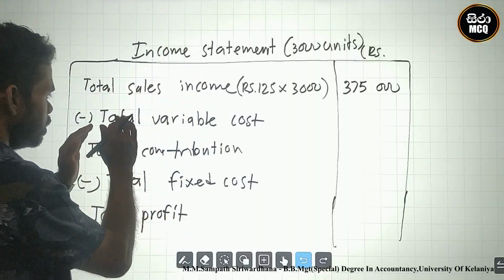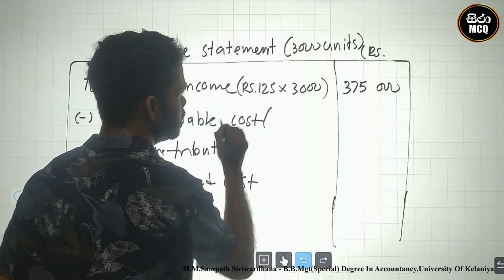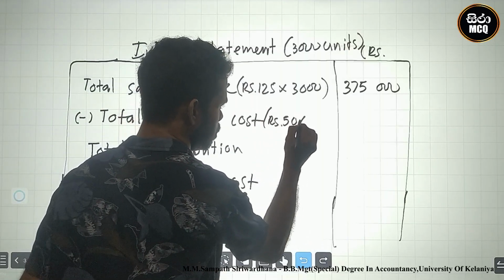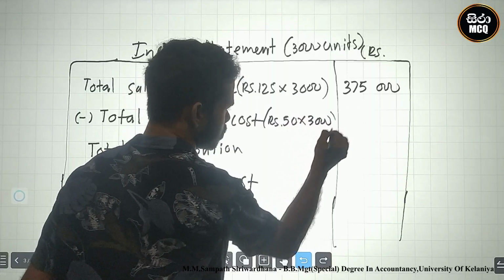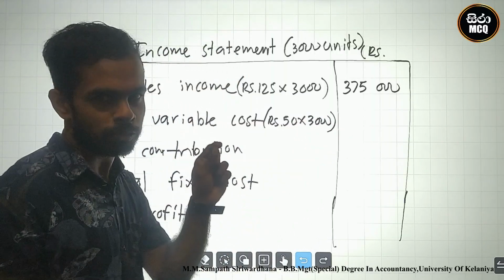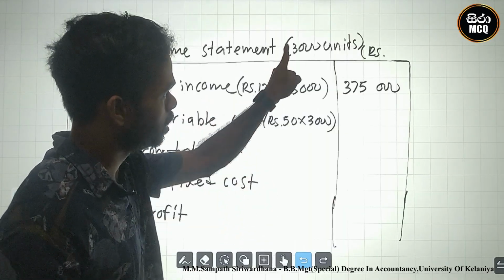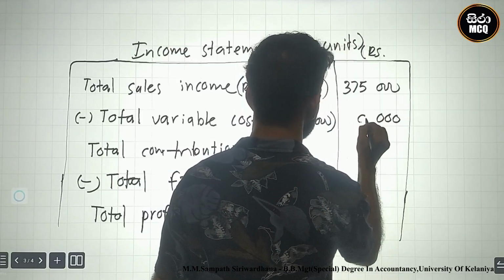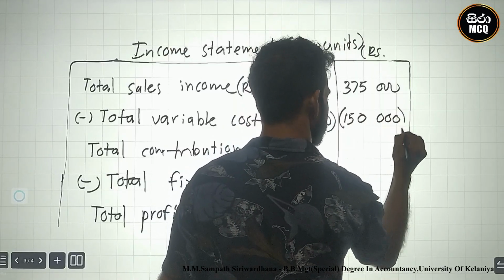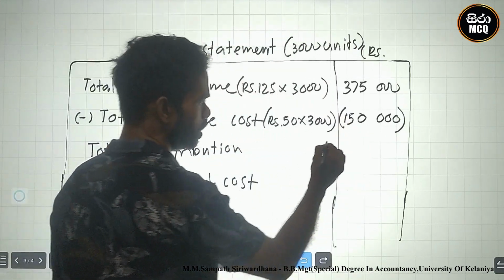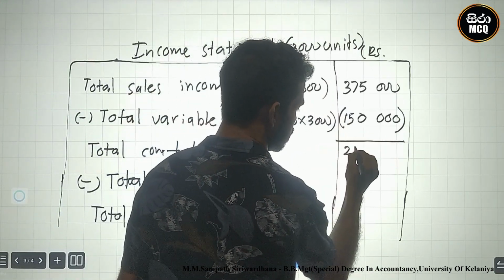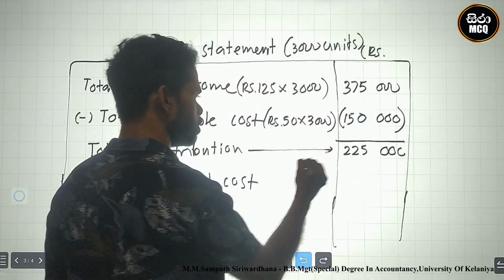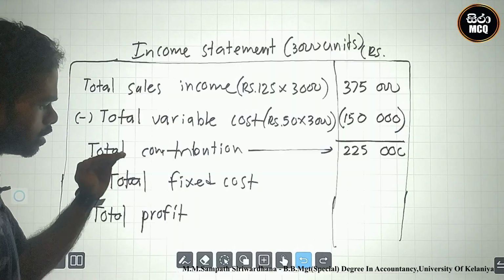375,000. How can we find total variable cost? Same as before, the unit variable cost is 50. We multiply it by 3000 units. Therefore, we find the answer 150,000. Therefore, we can identify the contribution, 225,000. Total contribution. After that, we minus total fixed cost.